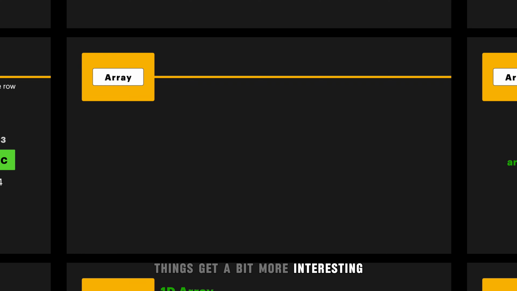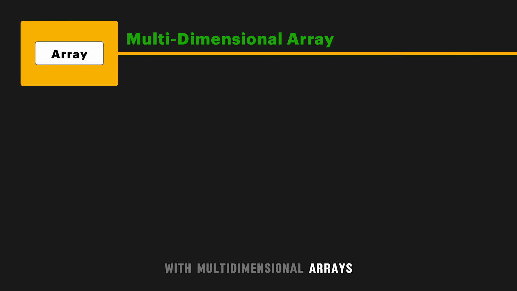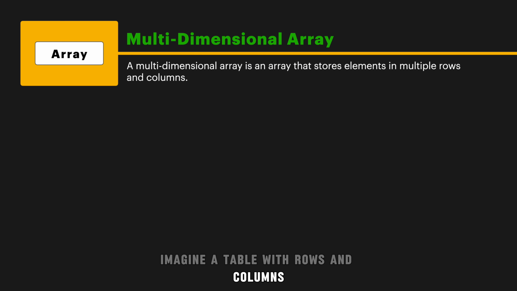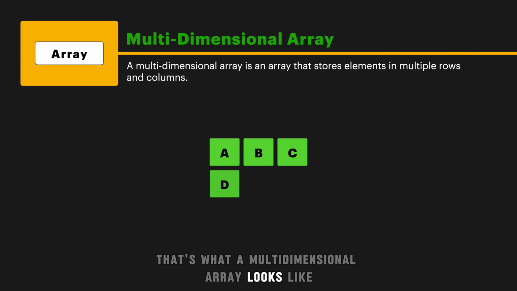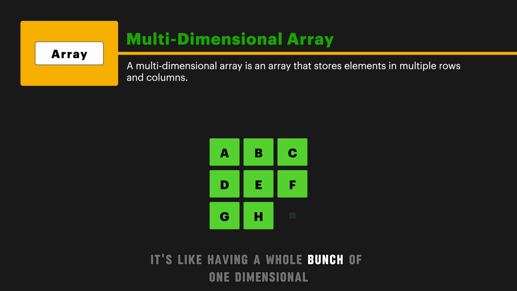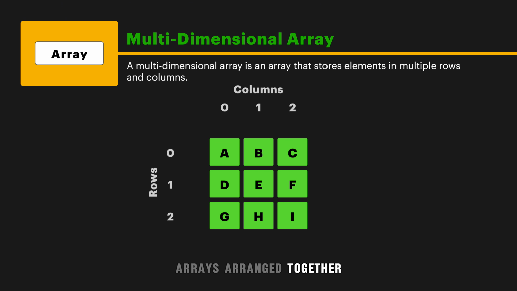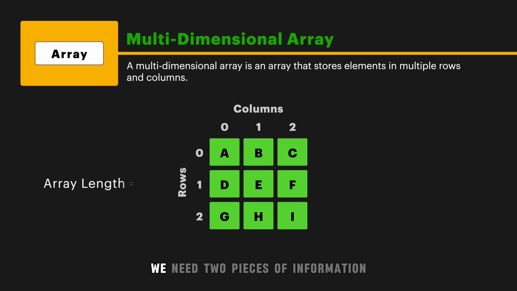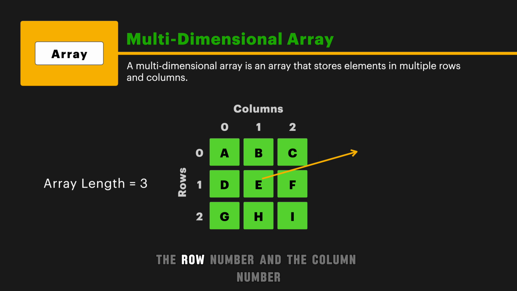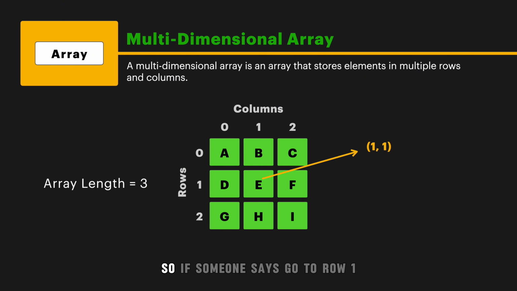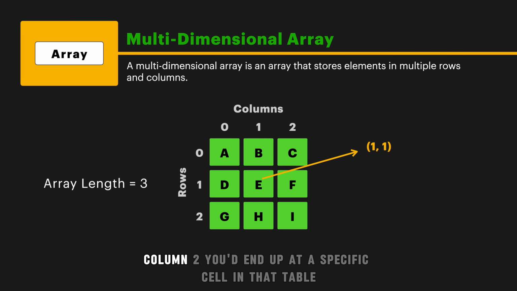Things get a bit more interesting with multidimensional arrays. Imagine a table with rows and columns. That's what a multidimensional array looks like. It's like having a whole bunch of one-dimensional arrays arranged together. To find something in this table, we need two pieces of information, the row number and the column number. So, if someone says, go to row 1, column 2, you'd end up at a specific cell in that table.